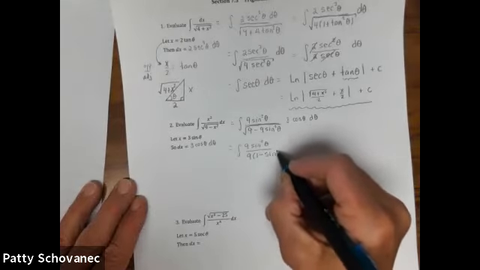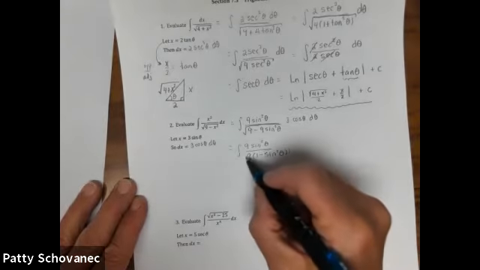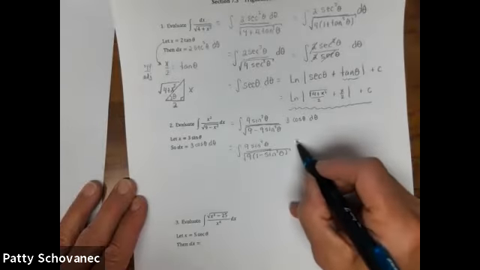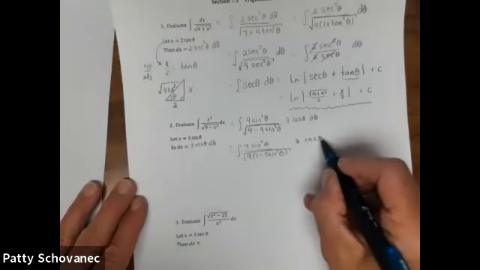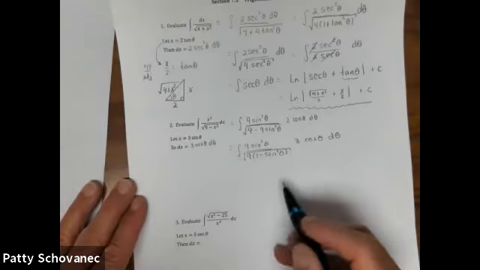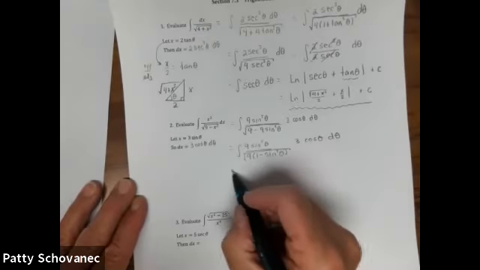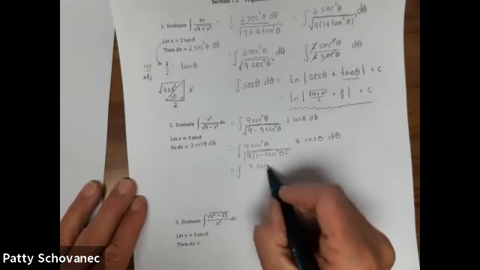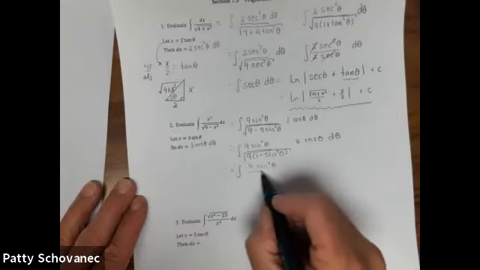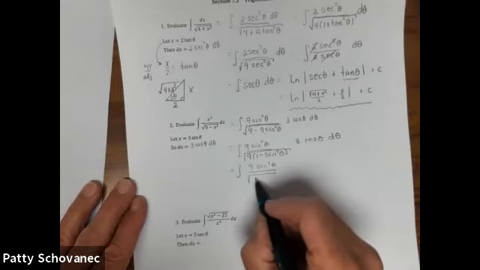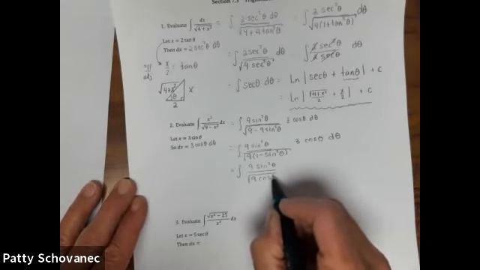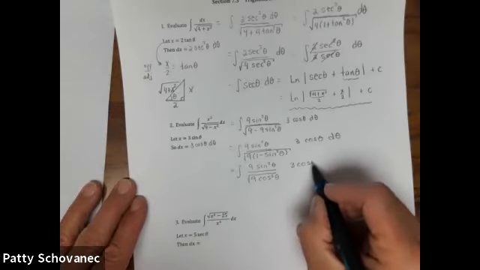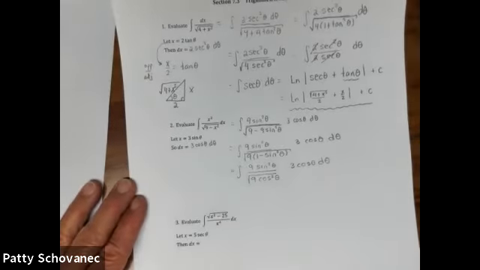There's my 1 minus sine squared. One minus sine squared is cosine squared. So I'm going to put cosine squared in under that radical there. I have 9 times cosine squared. That's what I wanted to happen.